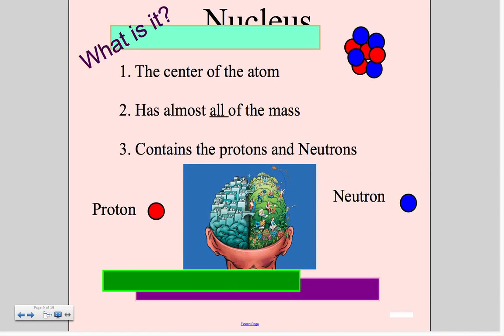And I give you this picture down here because most of you remember from 6th grade and then from 7th grade too, with the nucleus of a cell and how that's kind of the central piece. And there's 2 parts to the nucleus. There's also 2 parts to the nucleus in the atomic structure. There's the protons, positive, and the neutrons, neutral.